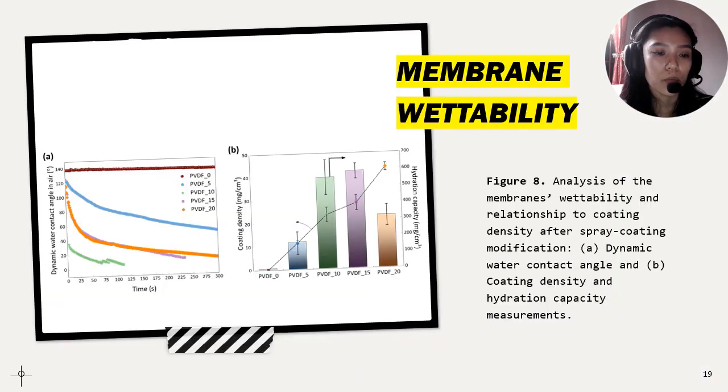Then we analyzed membrane wettability and found PVDF10 had the greatest membrane wettability, or the highest hydrophilicity, compared to 15 and 20, despite having a greater concentration of the antifouling copolymer. Although hydration capacity for PVDF15 is higher than PVDF10, PVDF10 is very, very close when it comes to hydration capacity to PVDF15. Now, this is possible because of aggregation, as you could see, and I will discuss this later on.